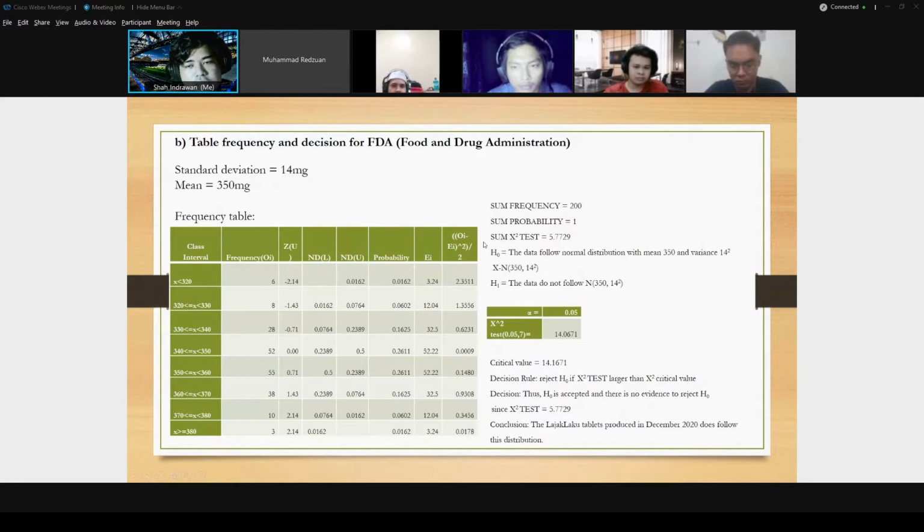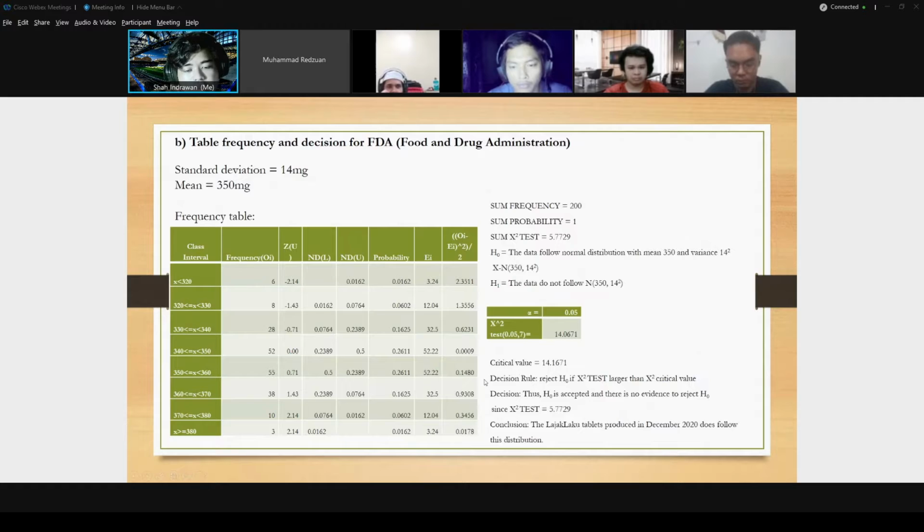The H null for this data is that the data follow a normal distribution with mean 350 and variance 14 squared. The H alternative is that the data do not follow the normal distribution. For the chi-square test, we take alpha as 0.05. From the table, we get the chi-square critical value, which is 14.0671.